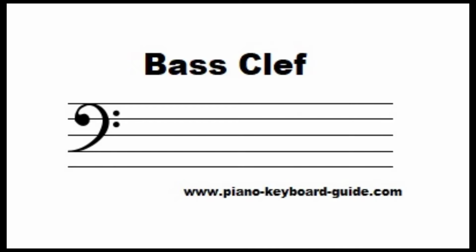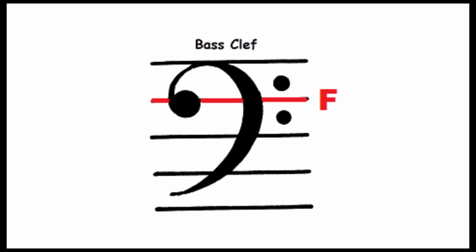The bass clef. Let's now take a look at the bass clef. This clef follows the same logic as the treble clef, but the location of the notes is different. The bass clef is also known as the F clef. This symbol originates from the Gothic letter F. The dots of the F clef are on either side of the F line or the fourth line.